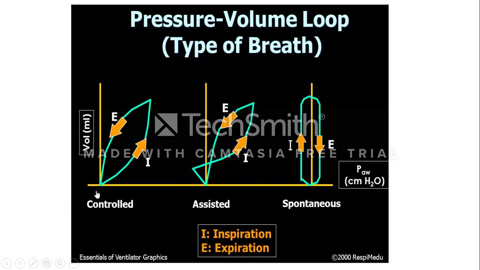In this model, you can see that we have controlled ventilation. This is inspiration and expiration, but there's no negative deflection here. So that one was not patient initiated.